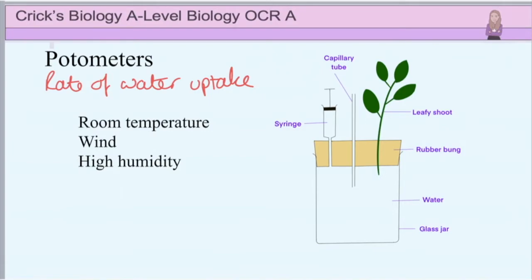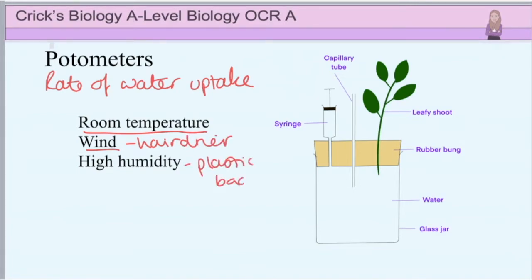You can use potometers to look at how different environmental factors affect the rate of transpiration. First of all, you can set it up at room temperature. Then you can use wind, so you could use a hairdryer or a fan, and then high humidity by putting a plastic bag over the leaves.